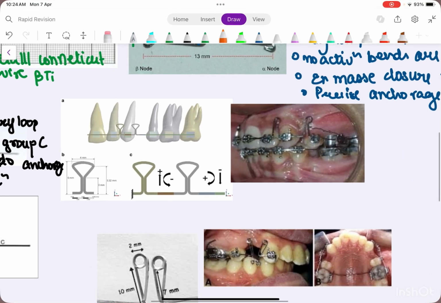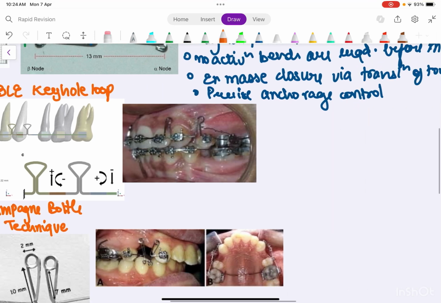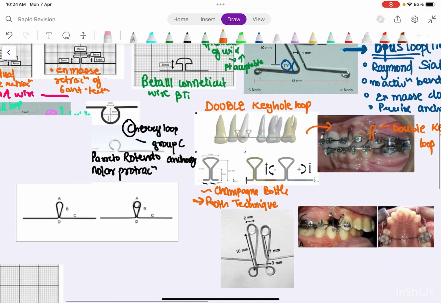Now this looks like a keyhole. So this is a double keyhole loop. It also looks like a champagne bottle. It is used in Roth technique. This is the same in mouth, you can observe. So this is a double keyhole loop.